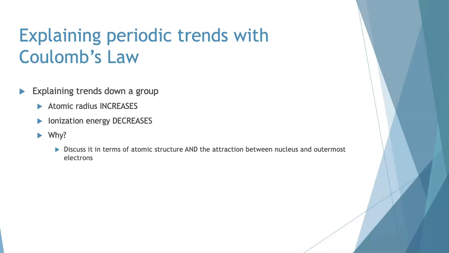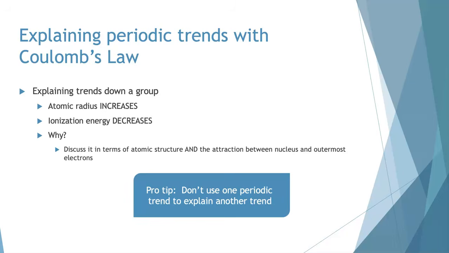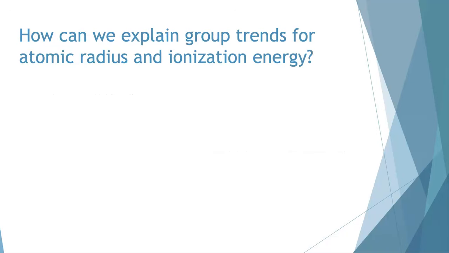Why? Well, again, we want to talk about it in terms of atomic structure and the attraction between the nucleus and outermost electrons. I also want to remind you, don't use one periodic trend to explain another trend. If you are explaining why a trend occurs, you really need to come back to atomic structure and Coulomb's law. So to explain group trends for both atomic radius and ionization energy, we're going to think about what's happening to atomic structure as we go down the group.